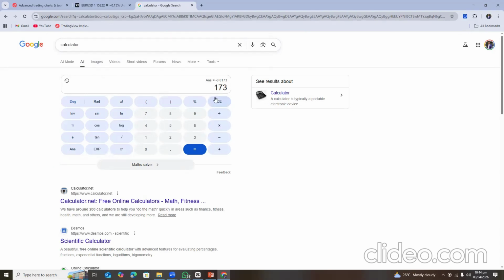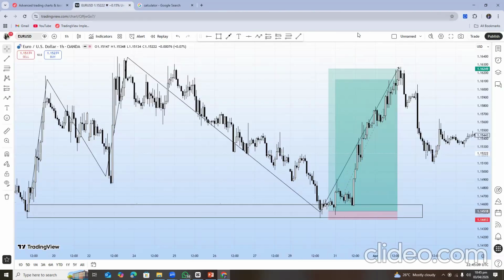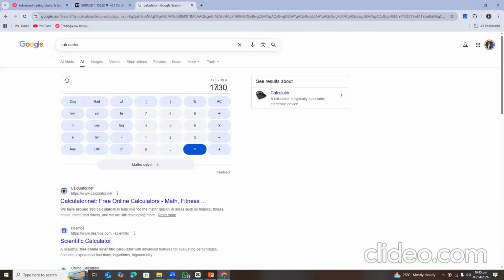If you use standard lots, which means that one pip is equal to $10, you multiply this by $10, and that gives you $1,730. So if you had used 1.0 lot on this trade, you would have made $1,730. Let's say you don't have the money, so you use 0.1, which is $1 per pip.